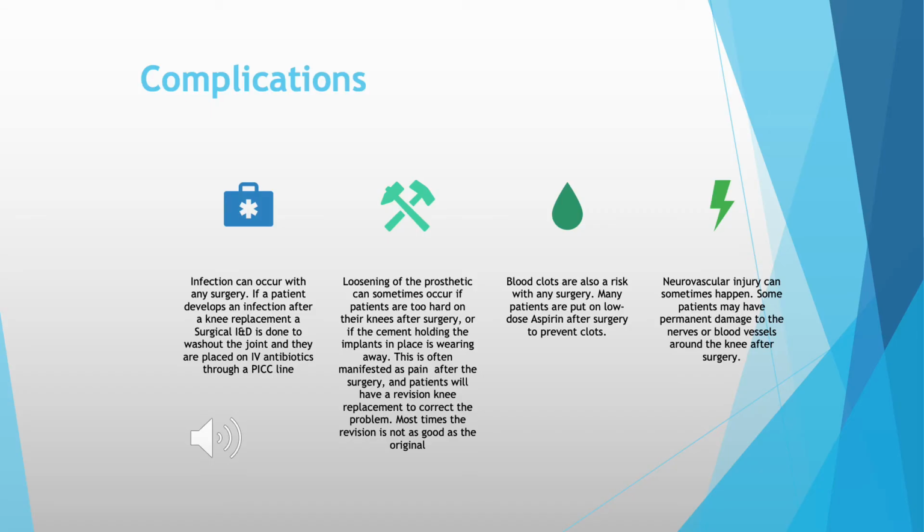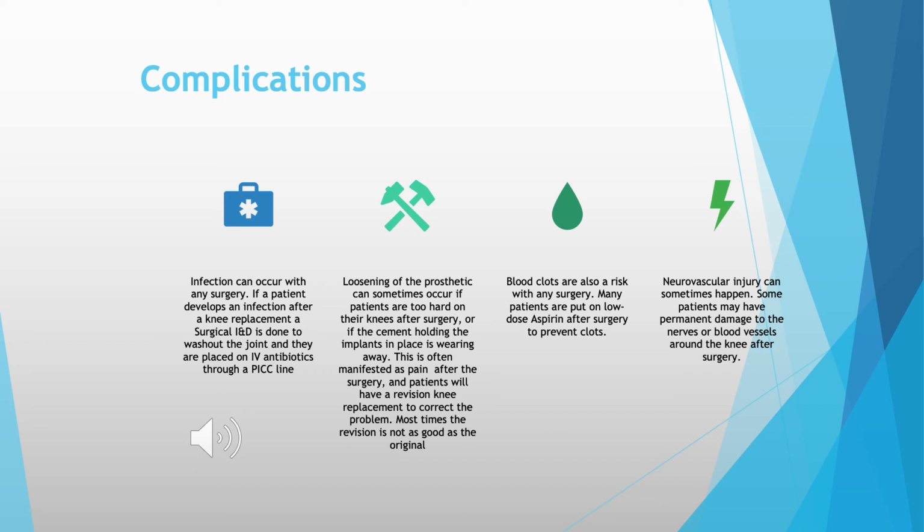Now, although the goals and outcomes of a total knee replacement are phenomenal, there are some complications that can arise from a total knee replacement. Infection can occur with any surgery. If a patient develops an infection after a total knee replacement, a surgical incision and drainage, which is an I&D, is done to wash out the joint, and they are placed on IV antibiotics via a PICC line that is placed in their arm.